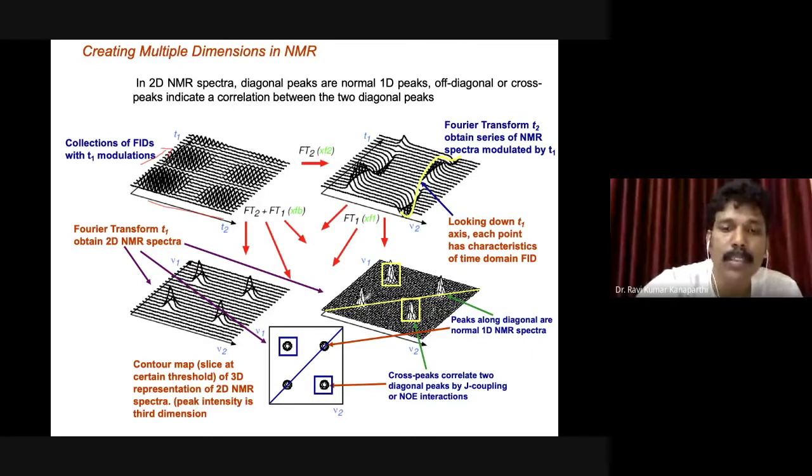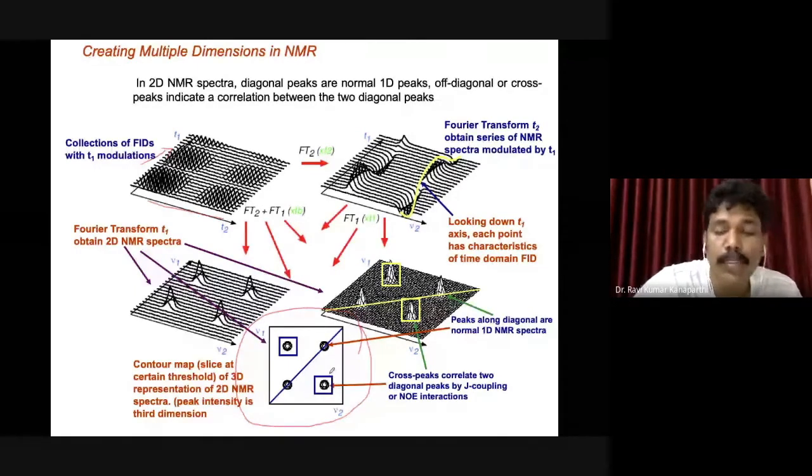This surface is a bit difficult to understand in a normal routine case. Therefore, it is represented in this manner. It's a contour diagram, which will have peaks, and these peaks are broadly classified into two. One is the diagonal peaks. The other peaks, what we call off diagonal peaks. This is called off diagonal. This is also called off diagonal.